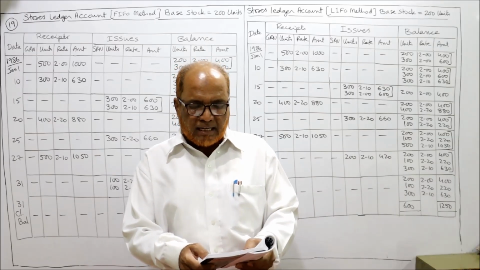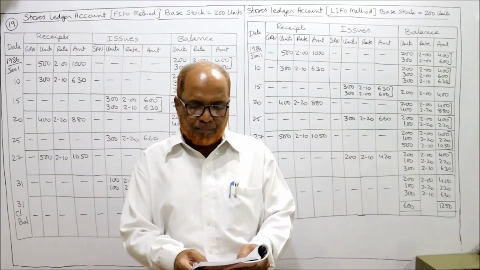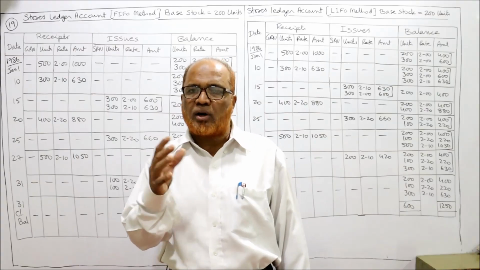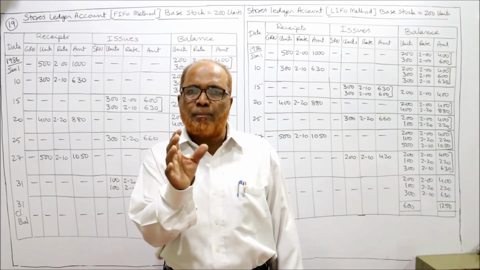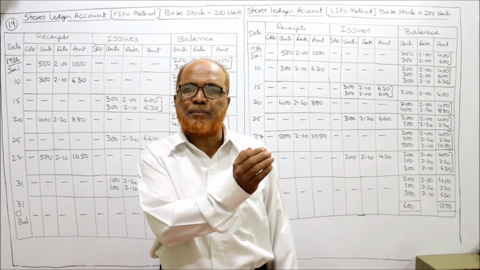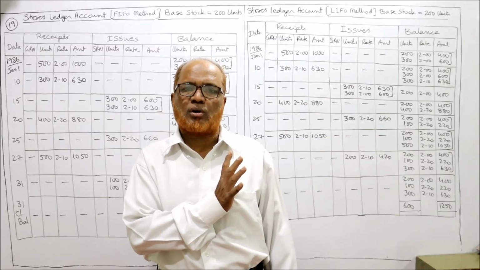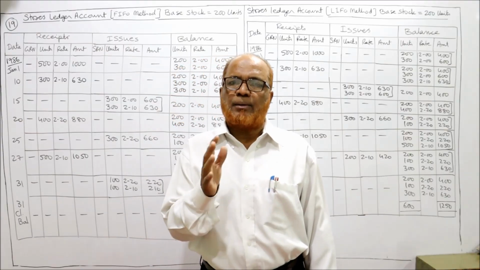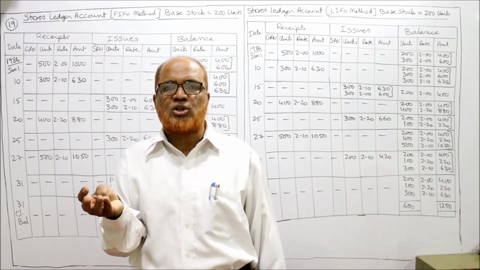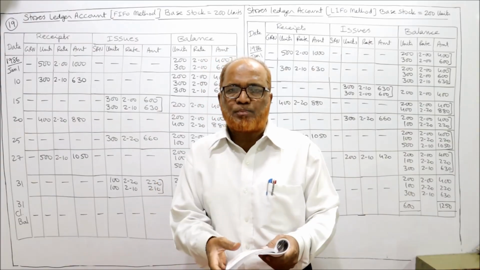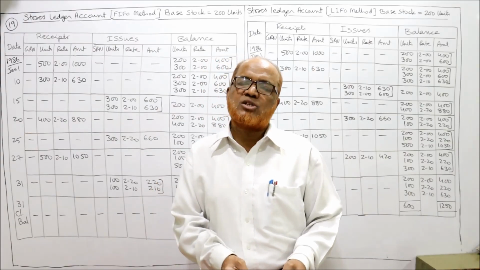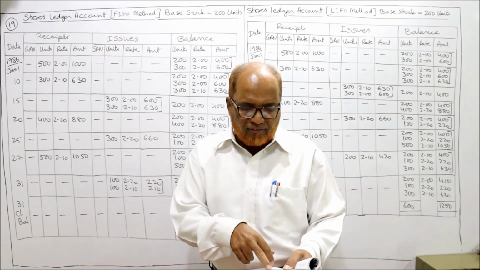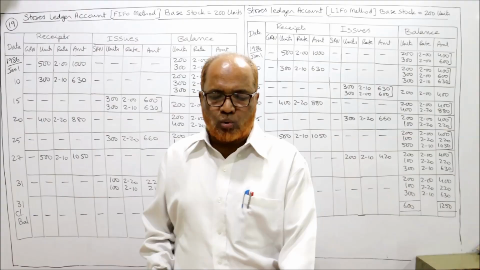It operates in conjunction with the FIFO method and the LIFO method, and the base stock is 200 units. Actually, base stock is not a separate method, but a method in which some material is kept separately. That is the base stock. And it can be used with any of the methods, whether simple average, weighted average, FIFO or LIFO. In this problem, we have to prepare the stores ledger account according to the FIFO method and the LIFO method. The base stock is 200 units.